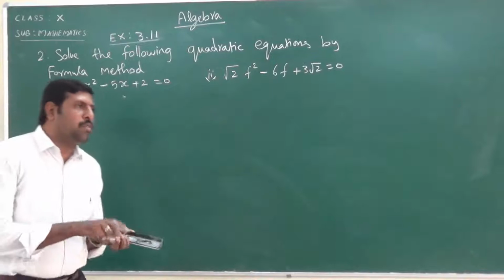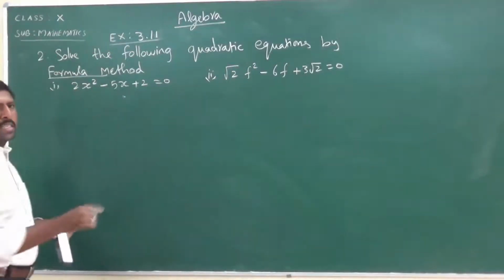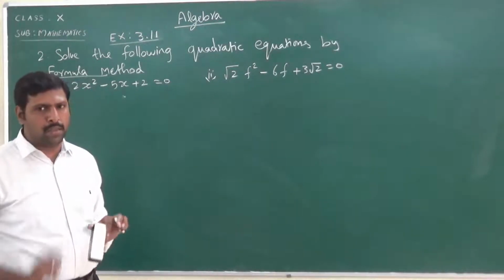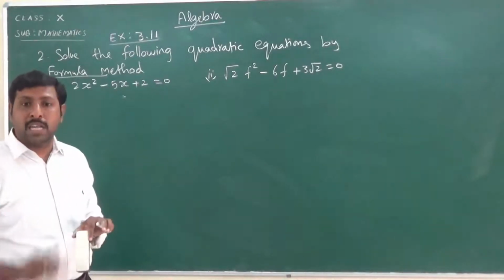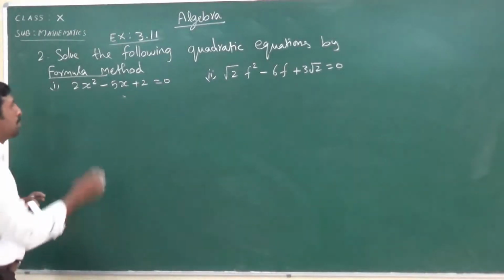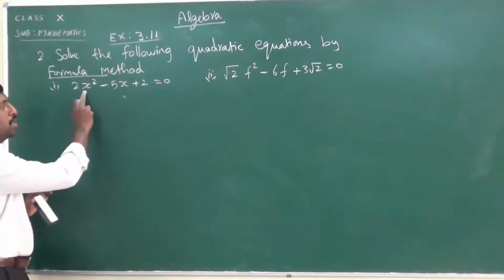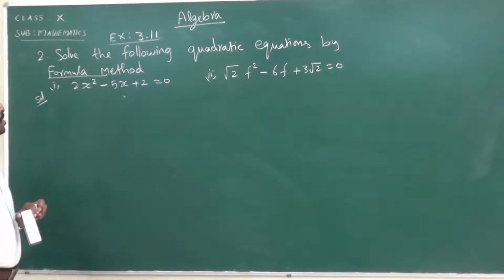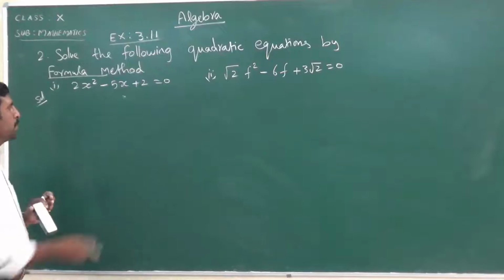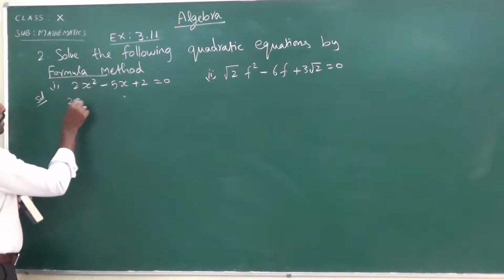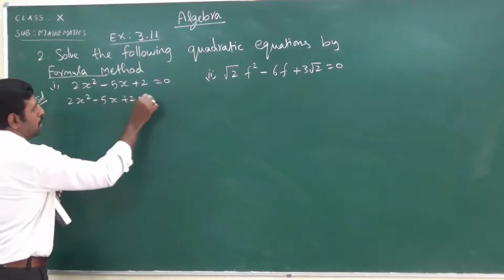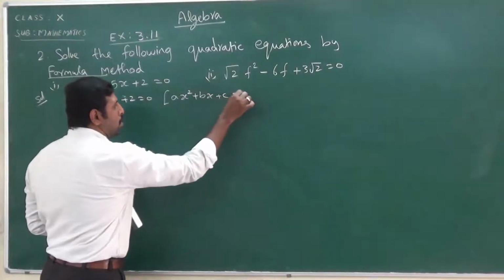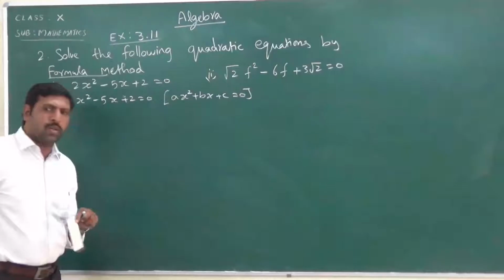In formula method, we know the formula, that is x equal to minus b plus or minus root of b square minus 4ac divided by 2a is the formula, right? Now compare this given equation with the standard form of a quadratic equation. The general form of a quadratic equation is ax square plus bx plus c is equal to 0, right? So solution, first, Roman number 1, 2x square minus 5x plus 2 equal to 0 is given. Now compare this equation with ax square plus bx plus c equal to 0. That is the general form of a quadratic equation.